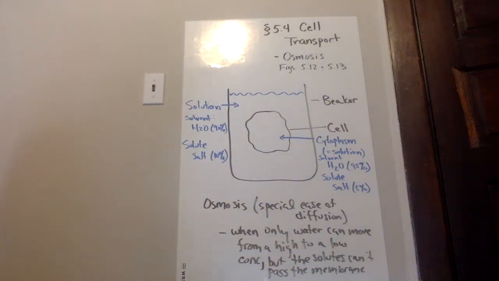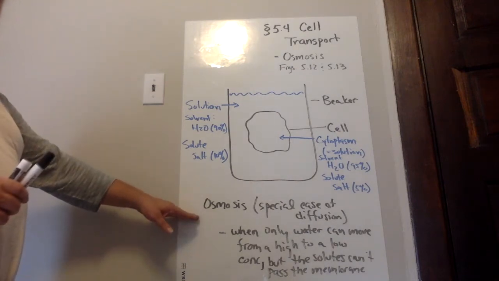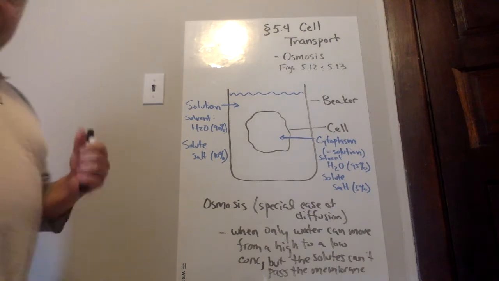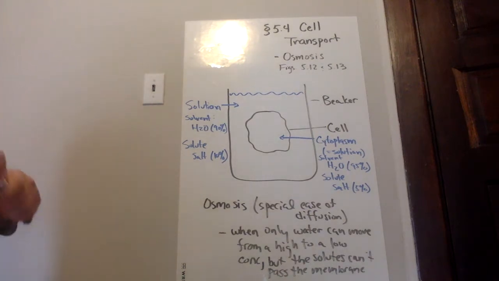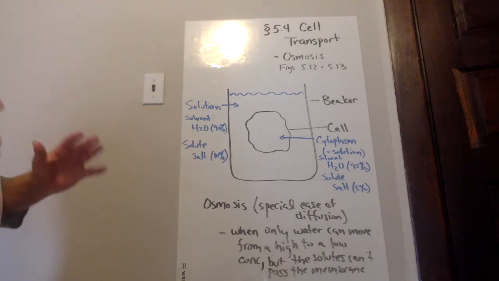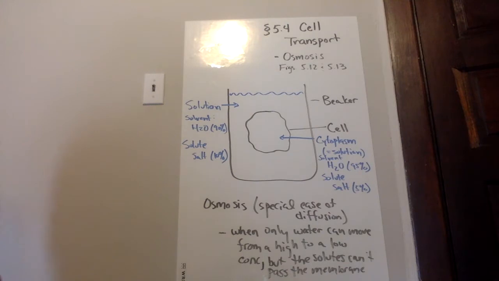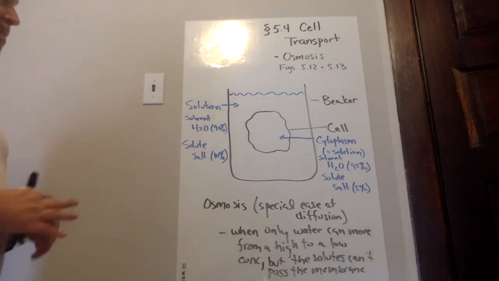Alright, in this last video I want to talk about osmosis. Osmosis is just a special type of diffusion. So the substances are still going to be going from a high concentration to a low concentration. But in this very special case, only water can move from a high concentration to a low concentration, but the solutes that are dissolved in the water can't pass that membrane.